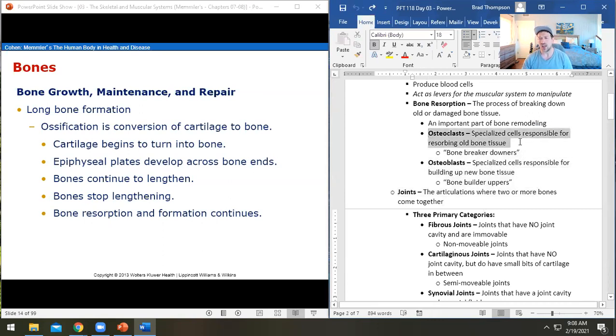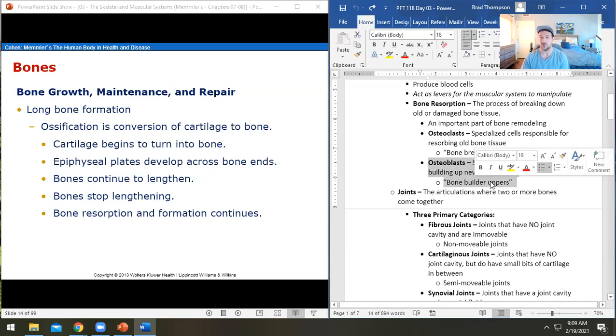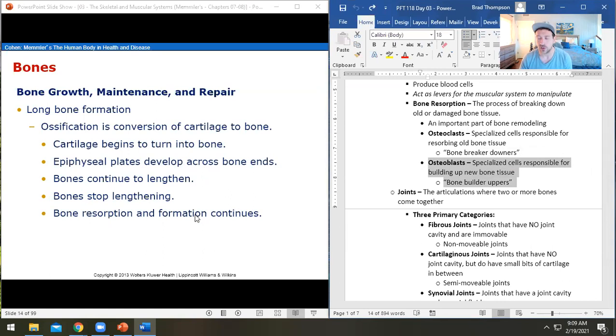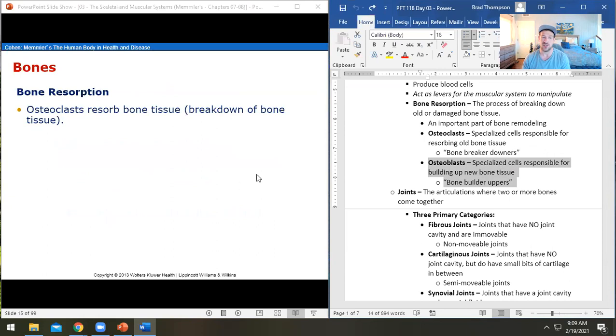So osteoclasts break down bone tissue, osteoblasts build up new bone tissue, and that is how your body is able to form, maintain, and repair your skeletal system, right? That's what happens a lot when you're younger, especially. When we're younger, our osteoblasts are really active, constantly trying to build up new bone tissue. But as we get older, our osteoclasts actually become more active, and they start to break down bone tissue faster than the osteoblasts can repair it.